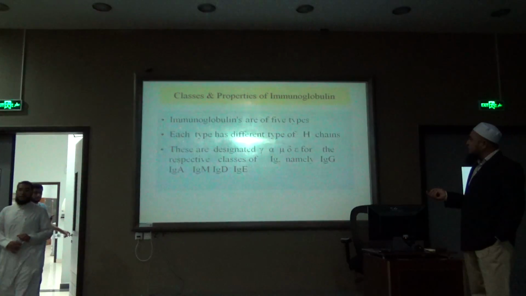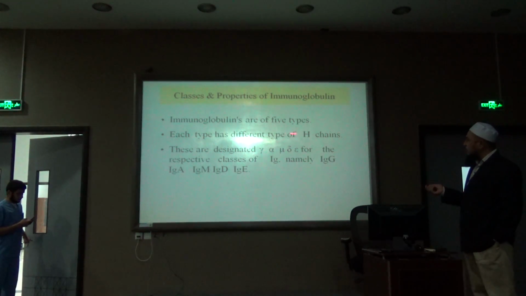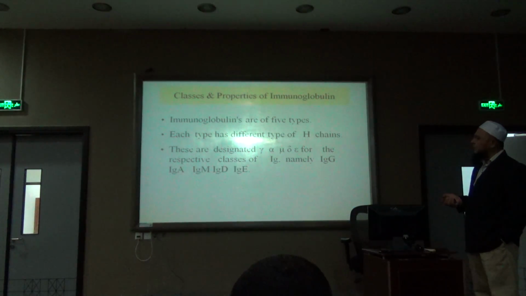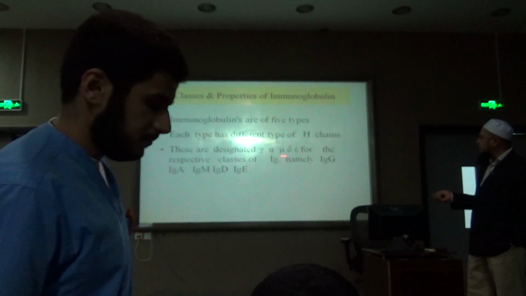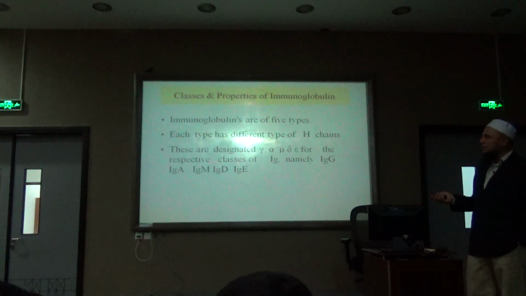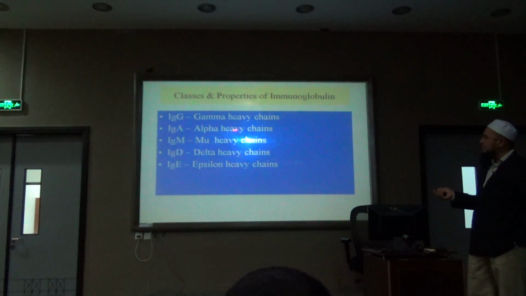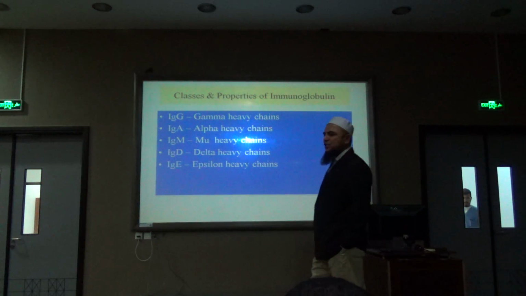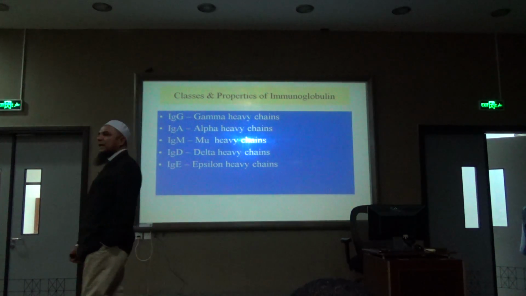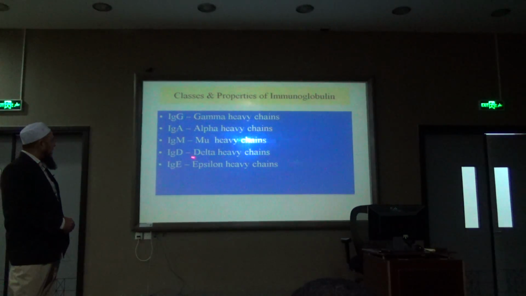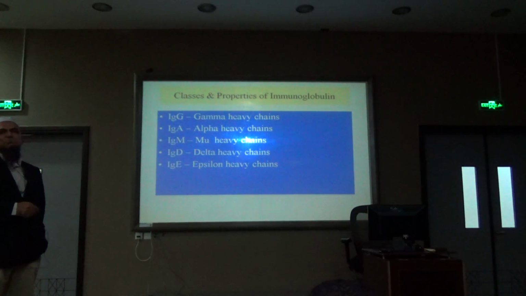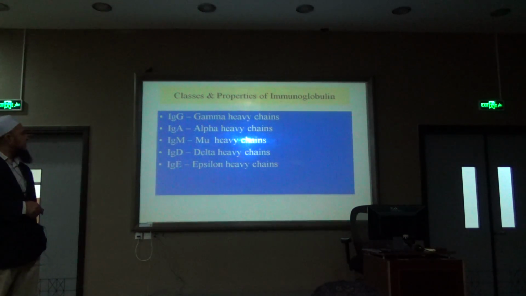Okay, so immunoglobulins have five types, and each type has a different heavy chain, designated by alpha, gamma, delta, mu and epsilon. So we have gamma heavy chains, alpha heavy chains, mu heavy chains, delta heavy chains, and epsilon heavy chains. Why do we call it IgE? Because it has heavy chain epsilon. Why IgA? Because it has alpha heavy chains. Why IgM? Because it has mu heavy chains.